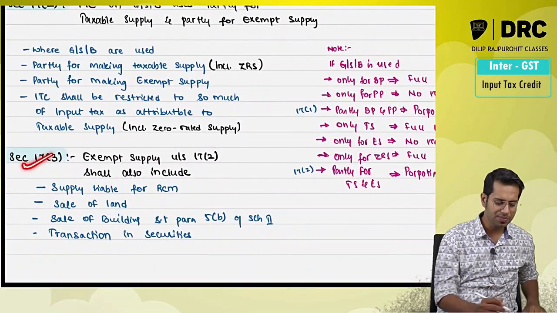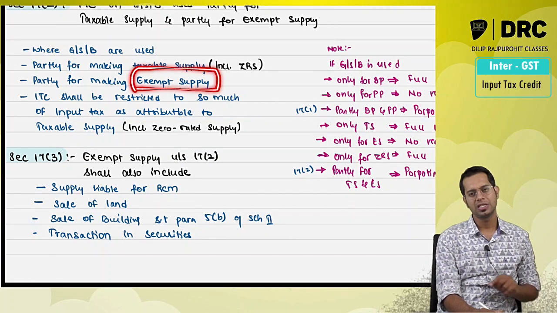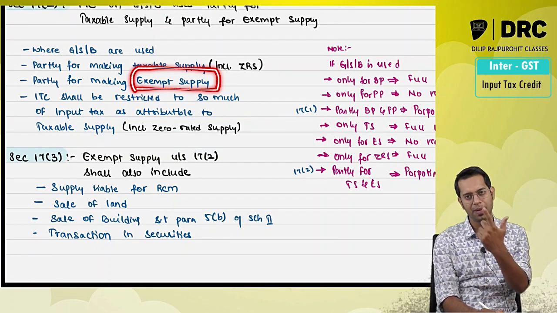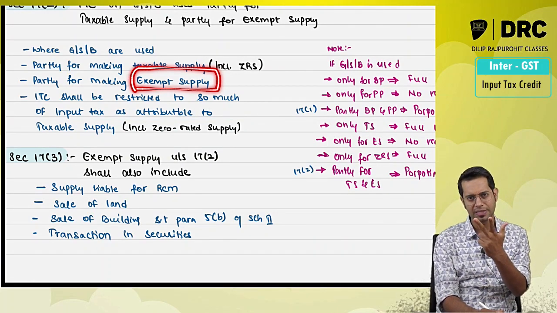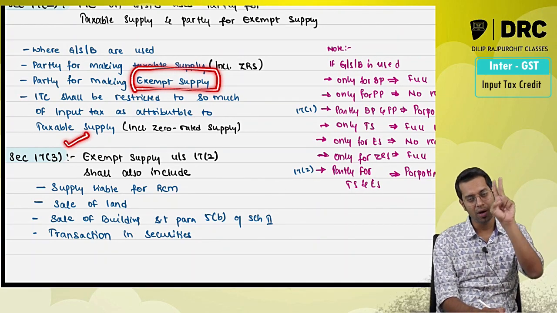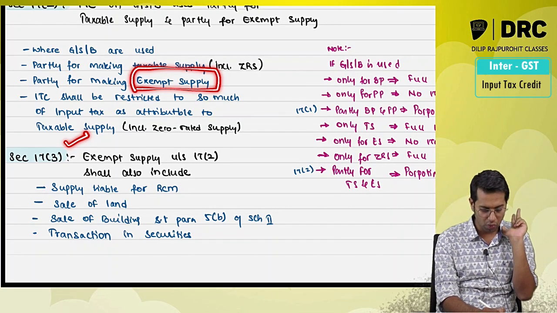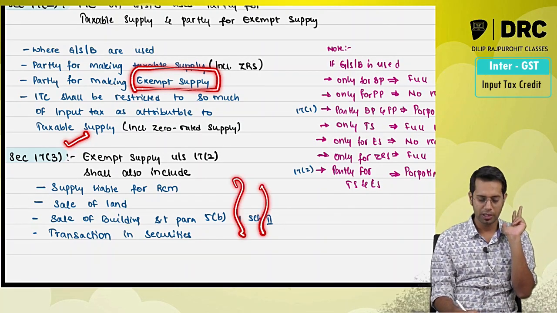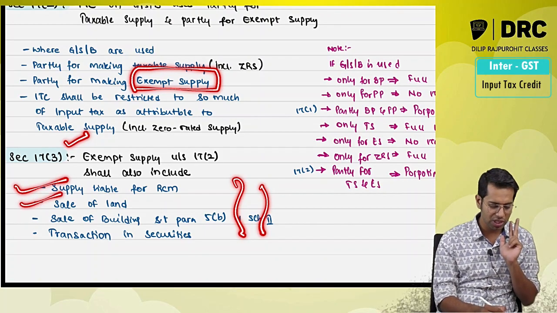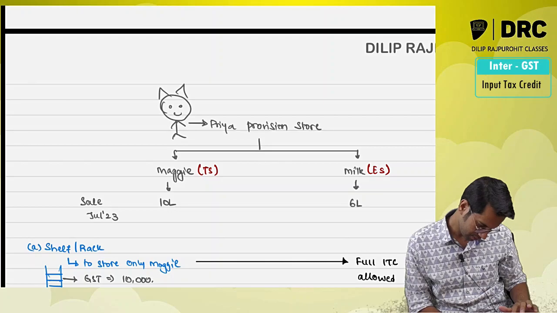Now section 17 subsection 3 says exempt supply. See, exempt supply means normally what? Supplies which are nil rated, supplies which are wholly exempt, and it includes non-taxable supplies. But 17.3 says exempt supply, when you are calculating the value of exempt supply under section 17 subsection 2, also include these four things: supply attracting reverse charge, sale of land, sale of building, and transaction in securities.